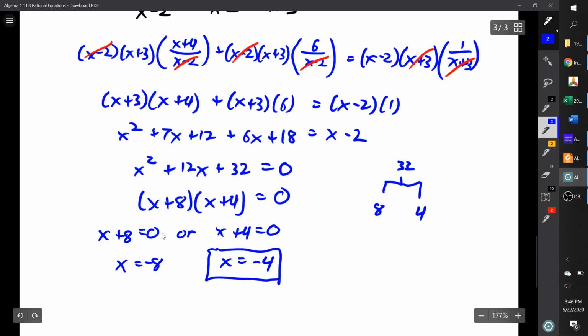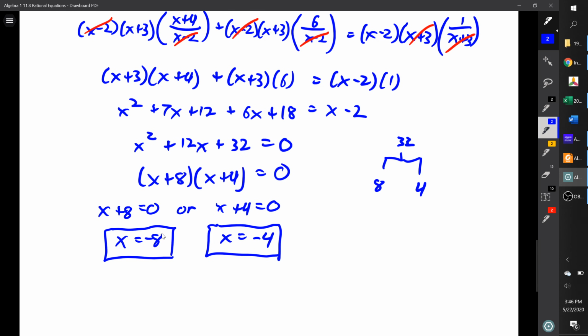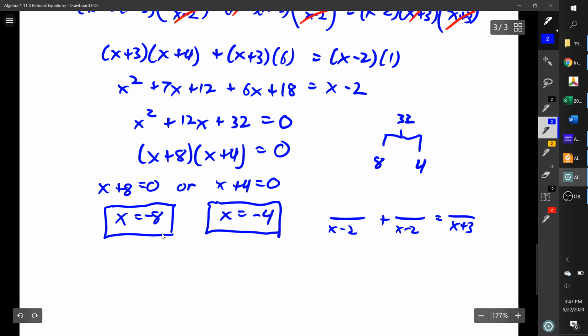I really shouldn't quite be boxing these yet because I haven't checked for extraneous solutions. So my denominators were, what? x minus 2 and x plus 3. If I plug negative 8 in, that won't give me any zeros, and if I plug negative 4 in, it won't either. So I could say no zeros in those denominators. So therefore, three dots like that in a triangle means therefore, no extraneous solutions. So both of those solutions work.